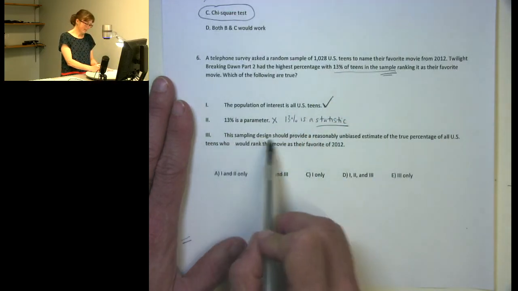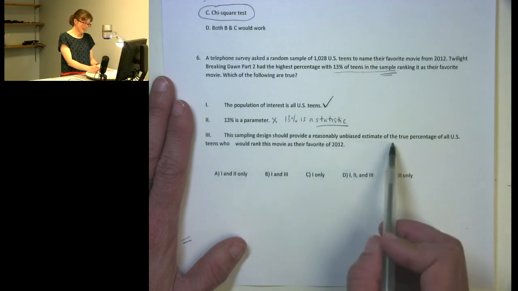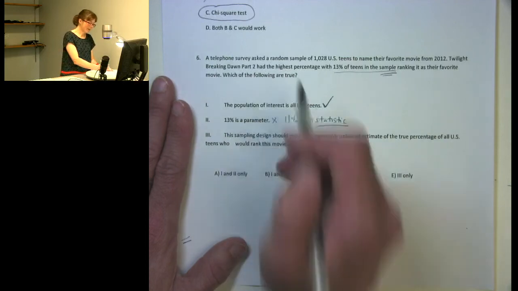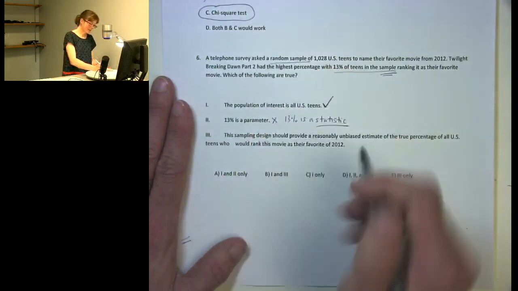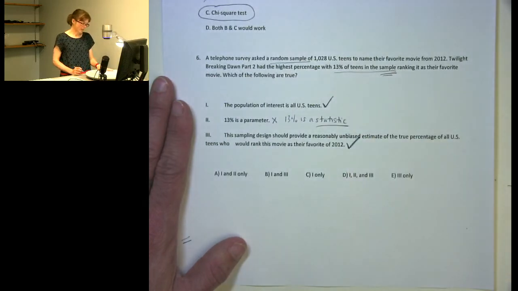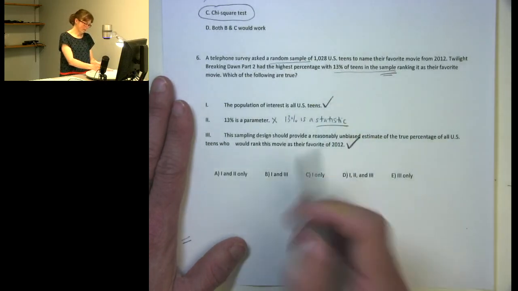And this sampling design should provide a reasonably unbiased estimate of the true percentage of all U.S. teens who would rank this movie as their favorite of 2012. Because it was a random sample, it should be representative, so that should be true. So the correct answers would be 1 and 3.